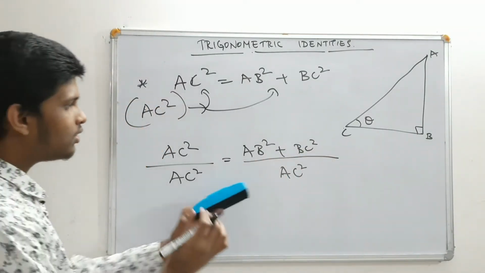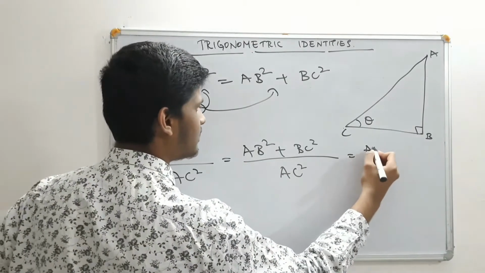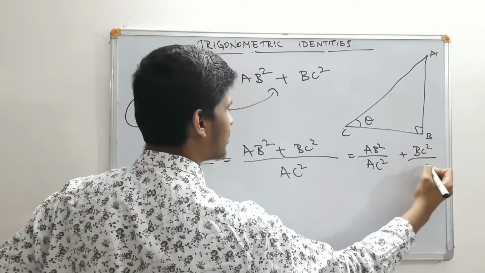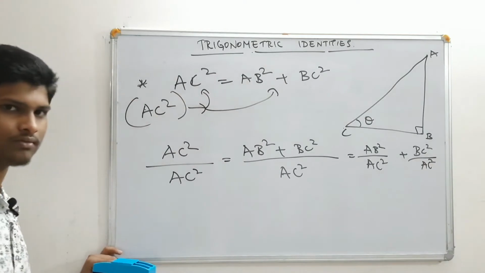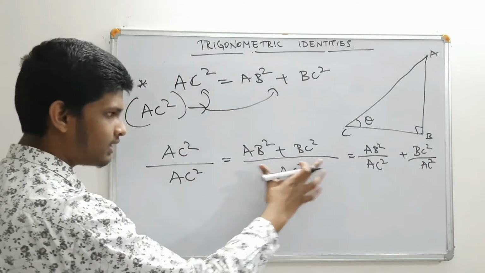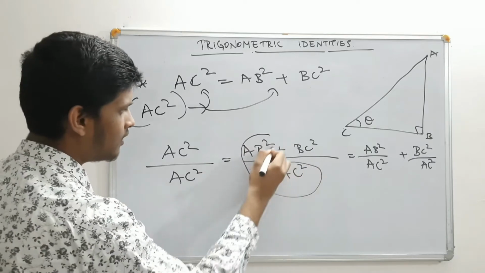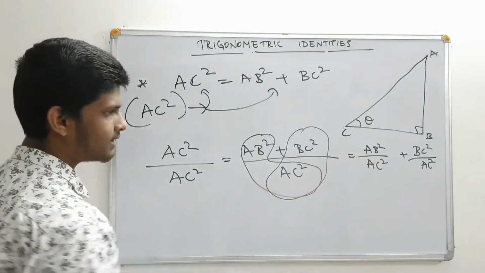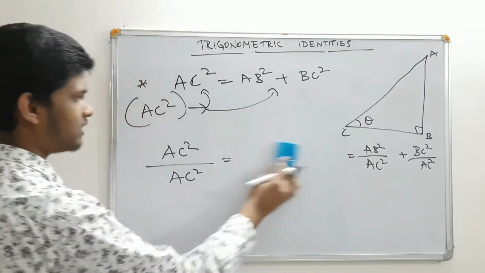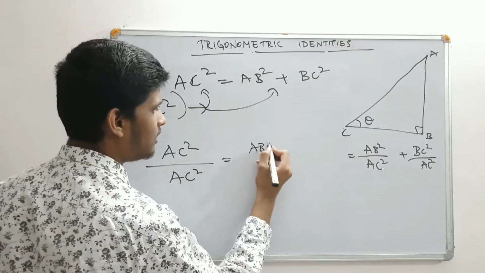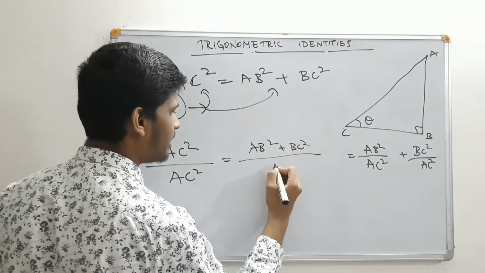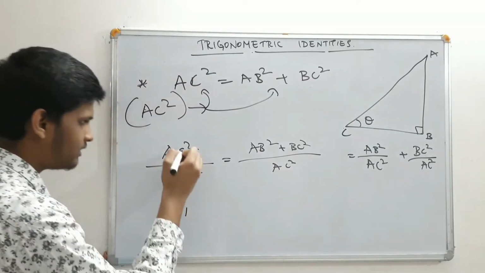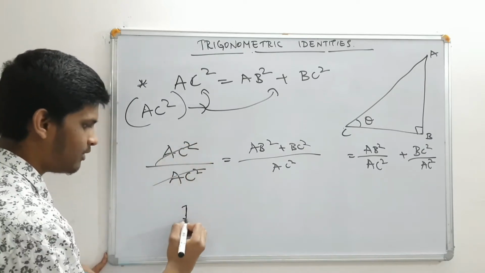All right. So now if you see here, we can write this as AB square by AC square plus BC square by AC square. Can I write like that? Just taking this as one term and this one as one term, if you add them, we get the same thing again. That is nothing but AB square plus BC square by AC square. So now you observe here, AC square by AC square gets cancelled, and we are left with 1.